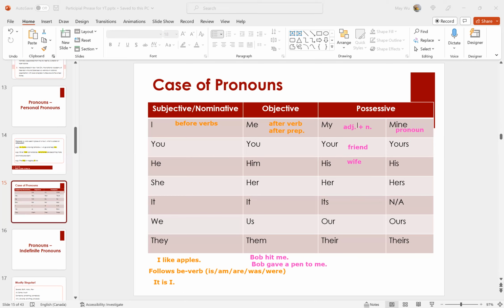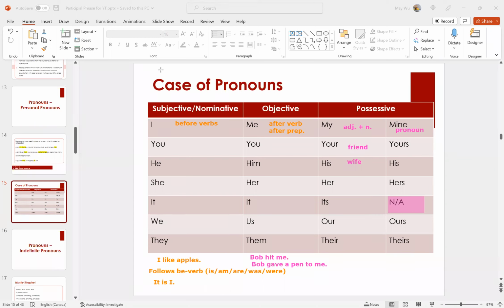So let's say this is my car. This car is mine. This is your friend. This friend is yours, right? This is his wife. This wife is his. And over here, you can see NA, that stands for non-applicable because we don't use its as a pronoun. You can say, oh, this is its tail, the dog's tail, but you don't say the tail is its. Right? That is awkward usage.